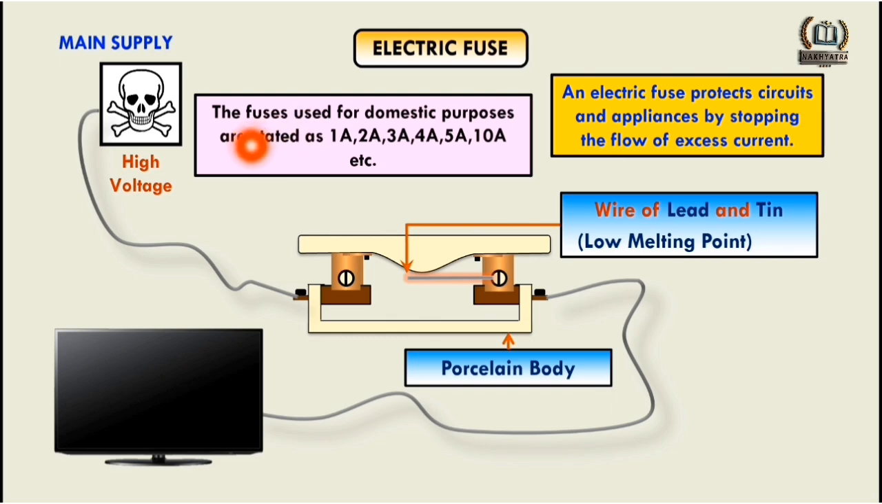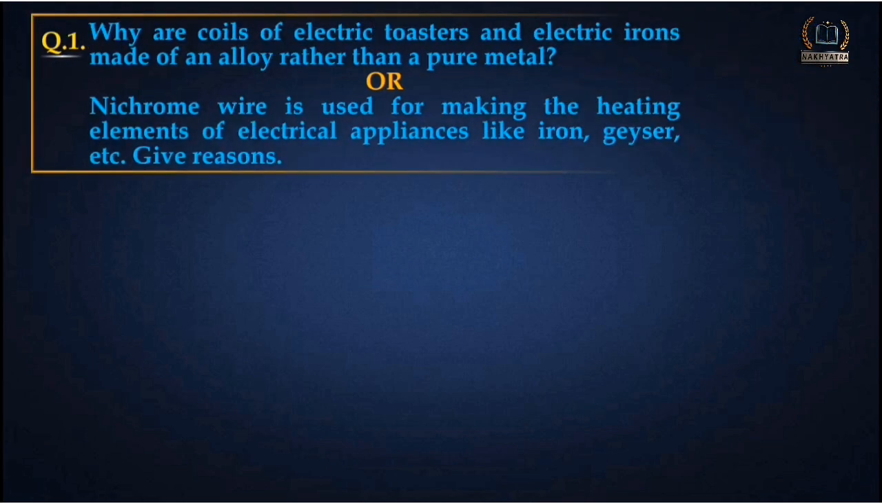And these are the ratings of electric fuses used for domestic purposes, okay? Now see one question: why are coils of electric toasters and electric irons made of an alloy rather than a pure metal? Or, why is nichrome wire used for making the heating elements of electrical appliances like iron, geyser, etc.? Give reasons. Both are similar questions.